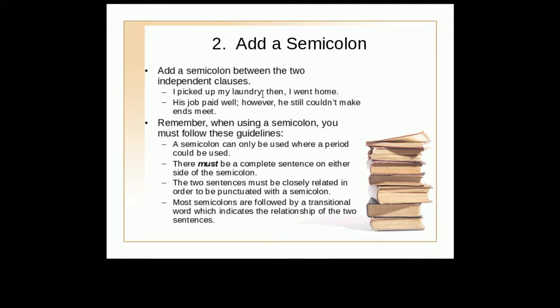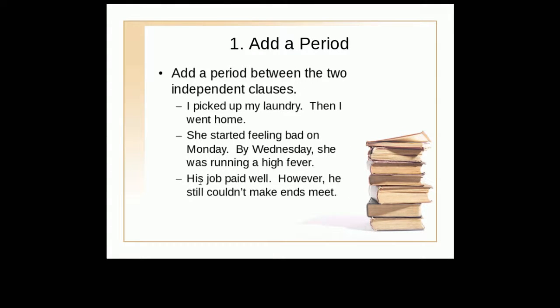A semicolon is a symbol or a sign of sophisticated writing. And if you know how to use it properly, it works very well in academic writing or any kind of writing. His job paid well, semicolon. However, comma, he still couldn't make ends meet. So if we go back, his job paid well, period. However, he still couldn't make ends meet. This is a little choppier.